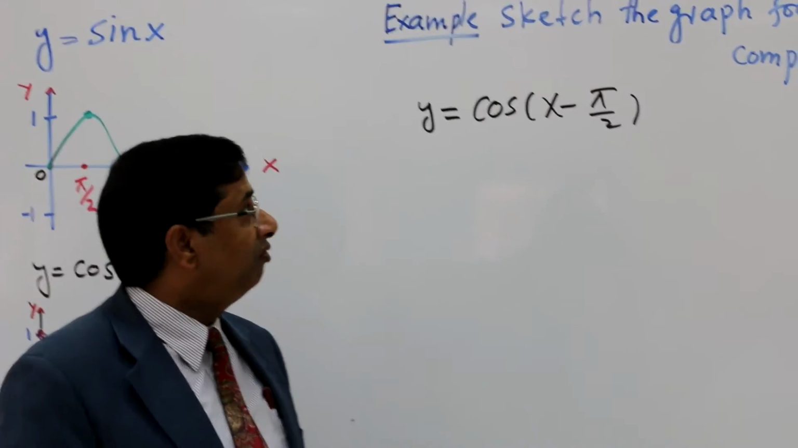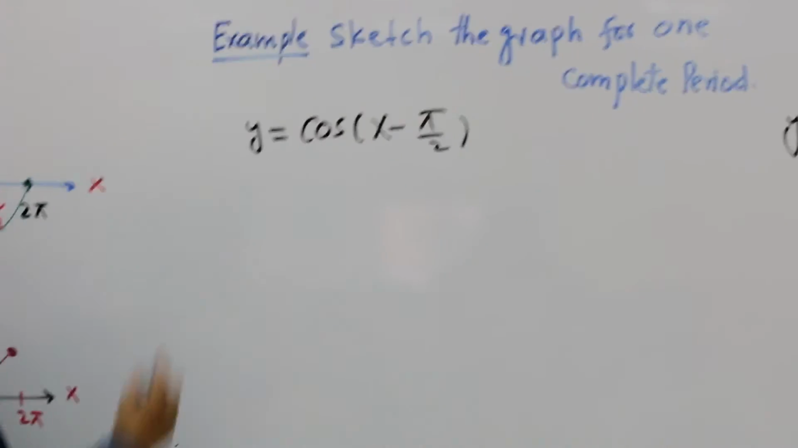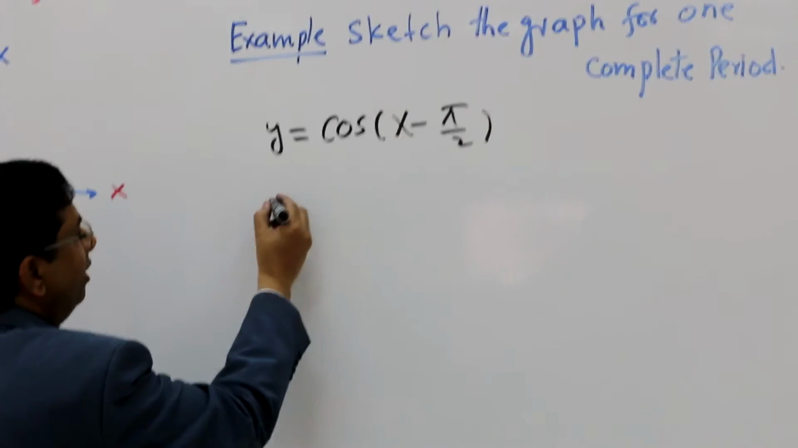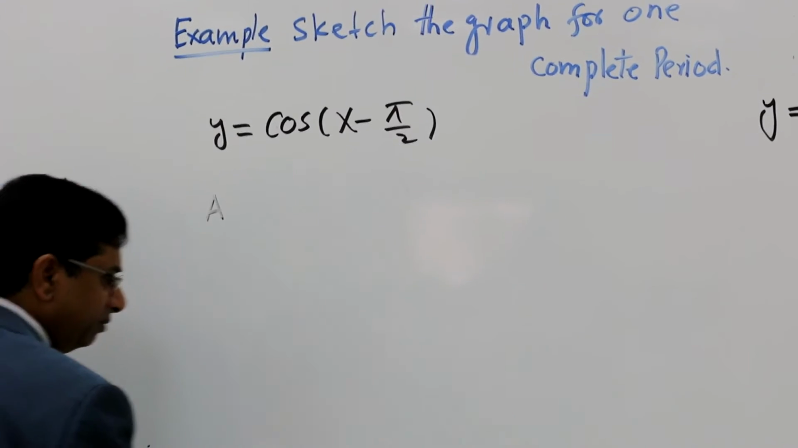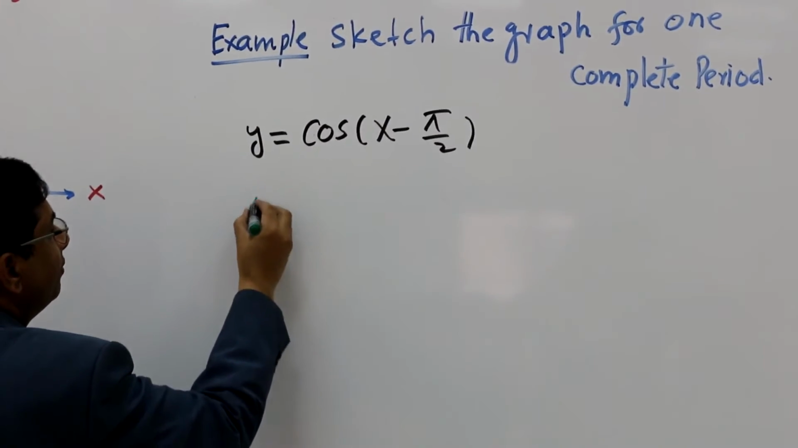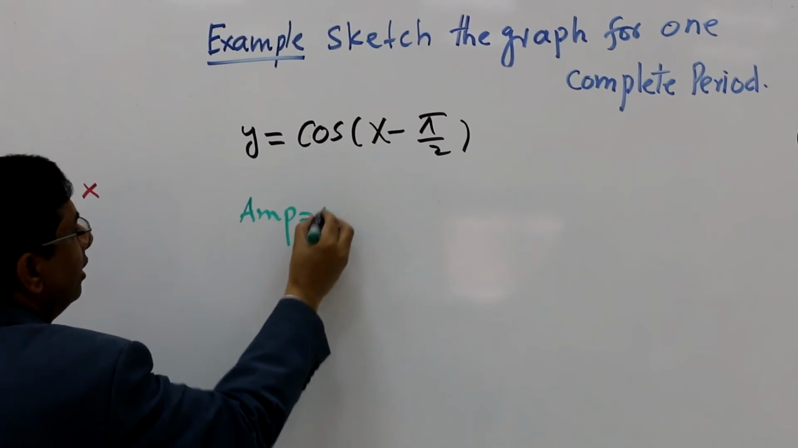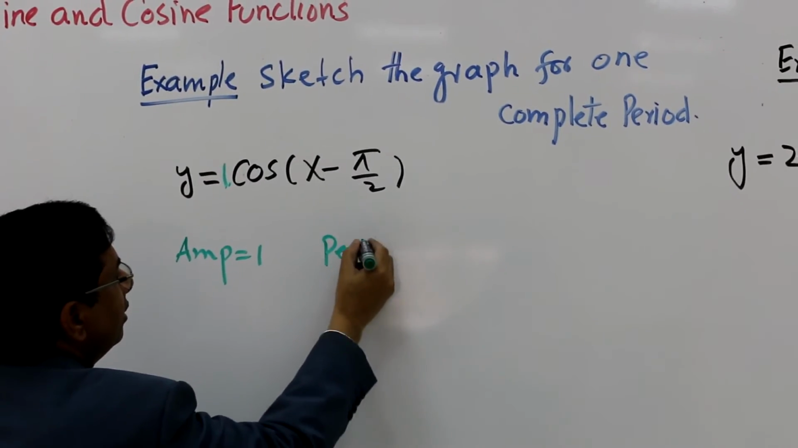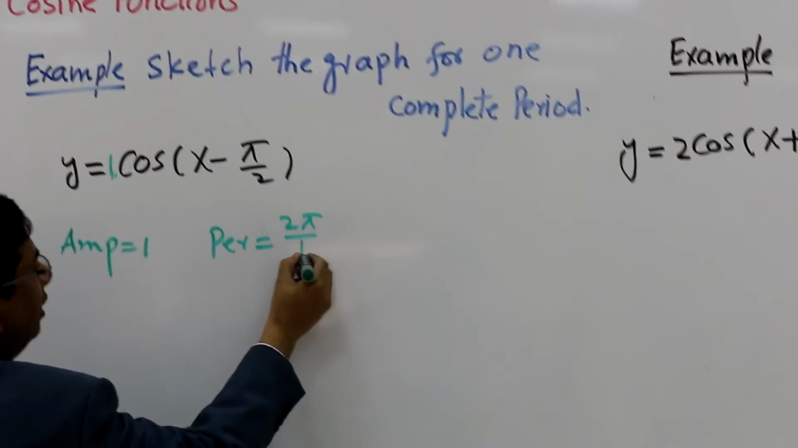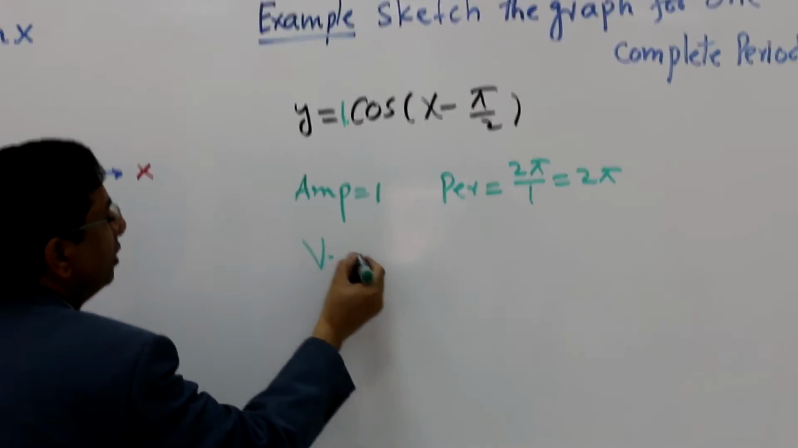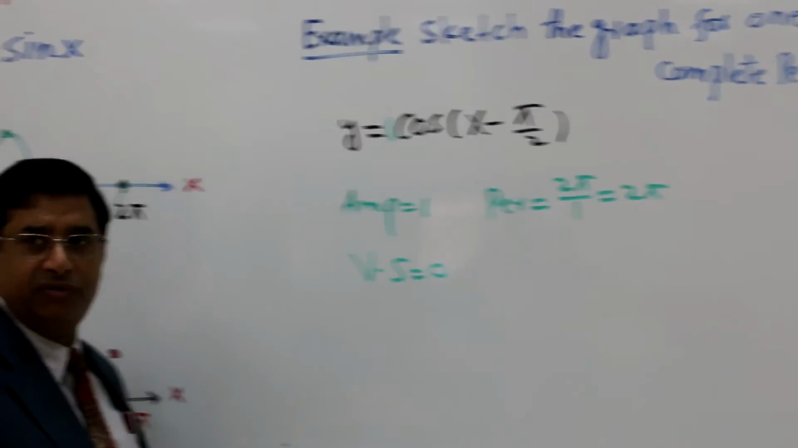Thank you. Let's try another example on phase shift. We have a function of y equals cosine of x minus pi over 2. The same way, first of all, we write down its amplitude. Amplitude of the function is 1. Coefficient is 1. And then period, 2 pi over 1, which is equal to 2 pi. And then go for the vertical shift. There is no vertical shift, so this is 0.